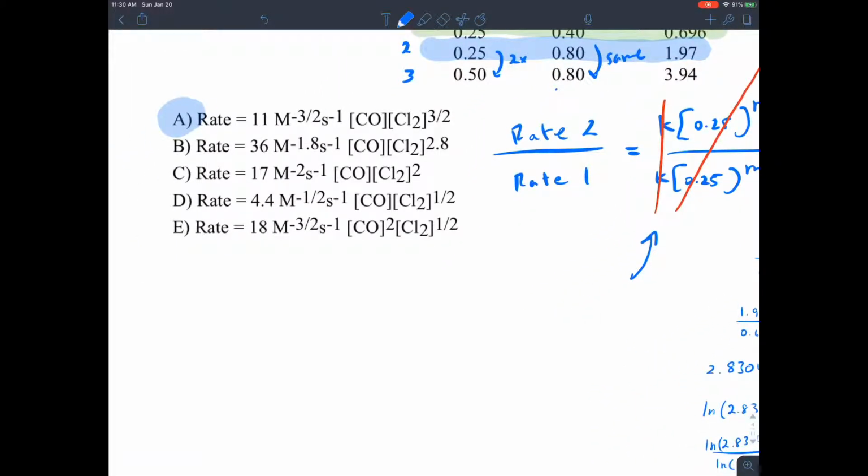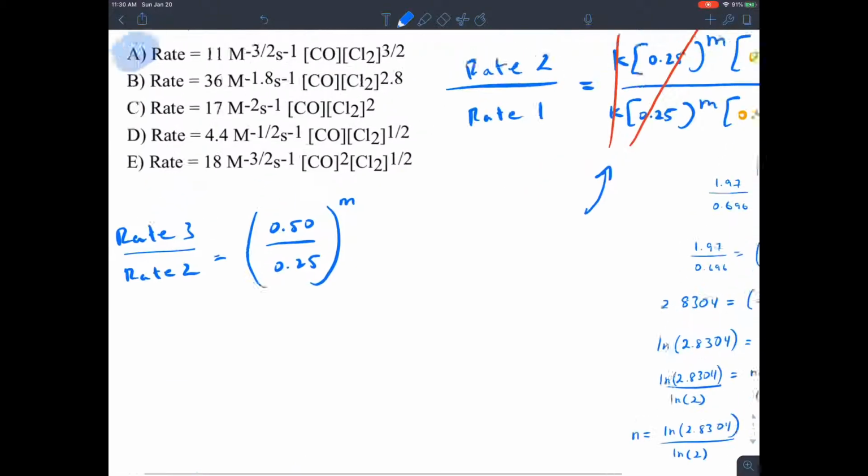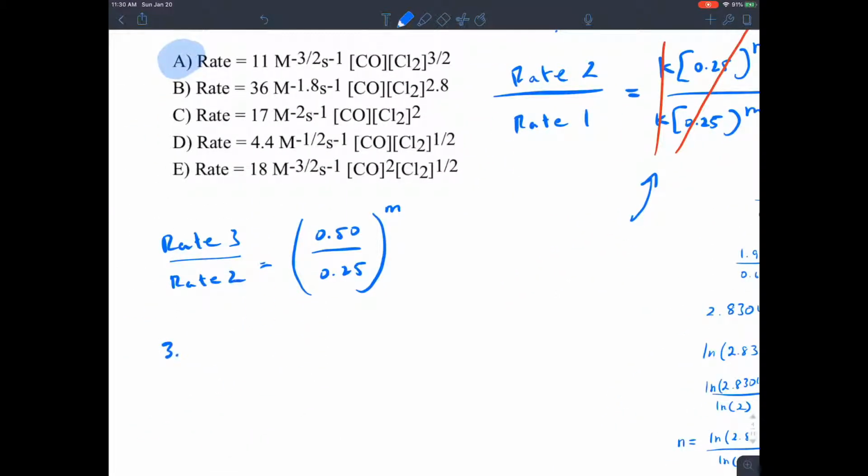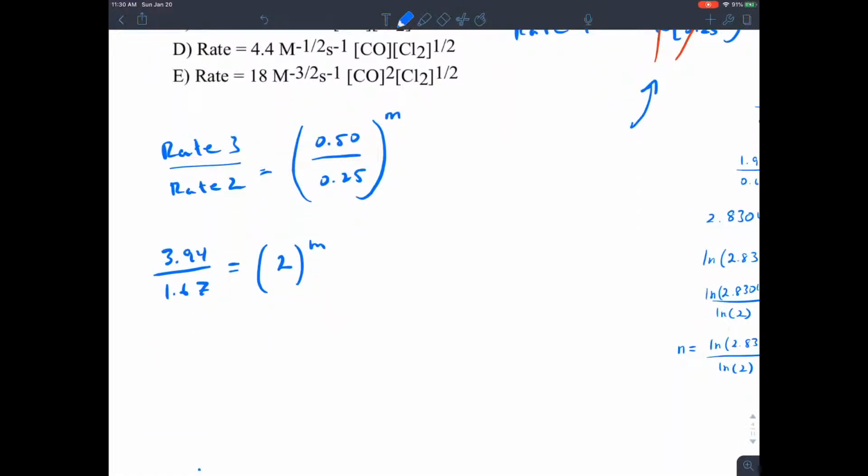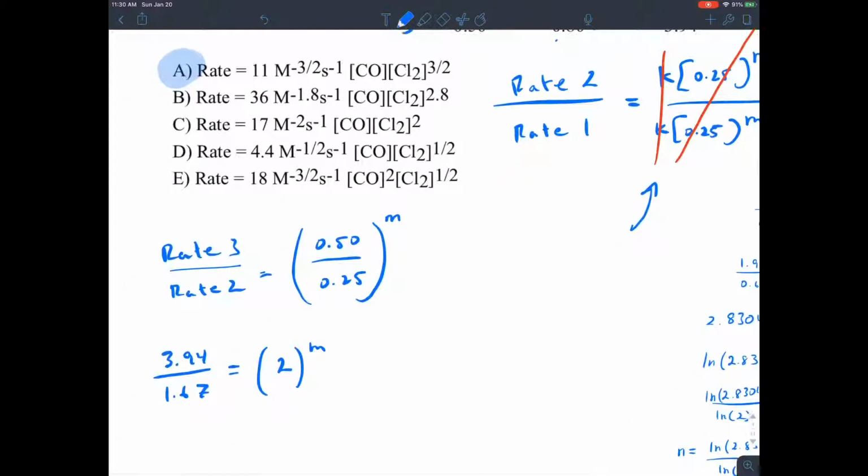So then what we get is the rate of 3 over the rate of 2 is equal to the concentrations. I'm just going to put them in the same one. That's going to be 0.50 over 0.25 to the m power. And we plug in our rates, 3.94 over 1.67 equals 2 to the m. Well, what happens when you divide 3.94 by 1.67? You get 1.97 rather.